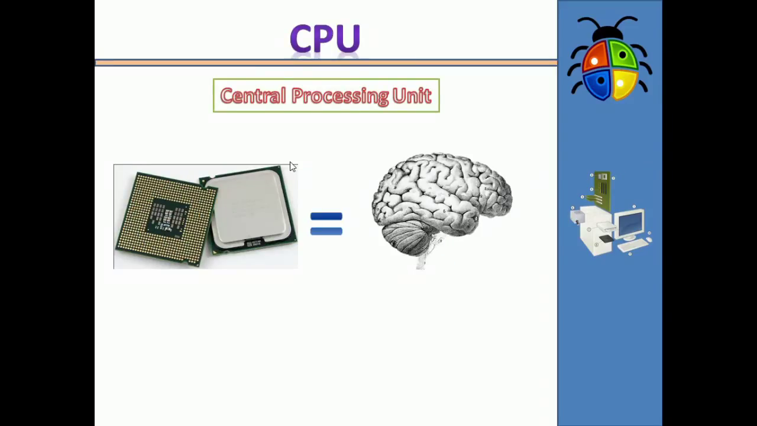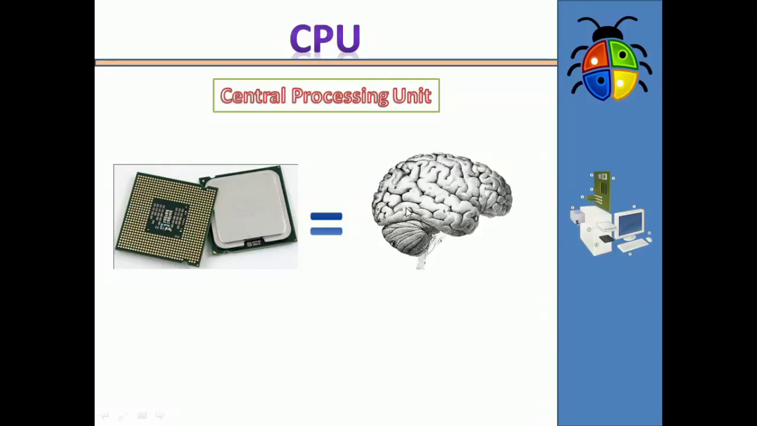As I'm sure many people know, the brain of the computer is your processor, your central processing unit, or CPU for short. So you're going to have to know that acronym. The central processing unit is effectively just our brain. It does all the processing.